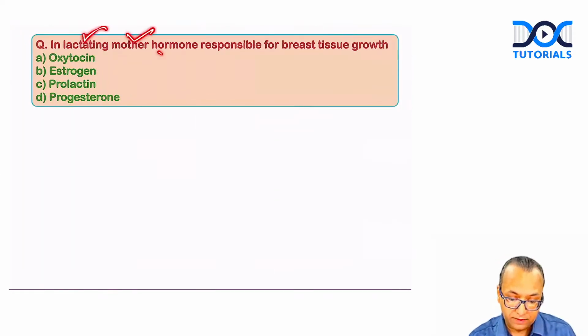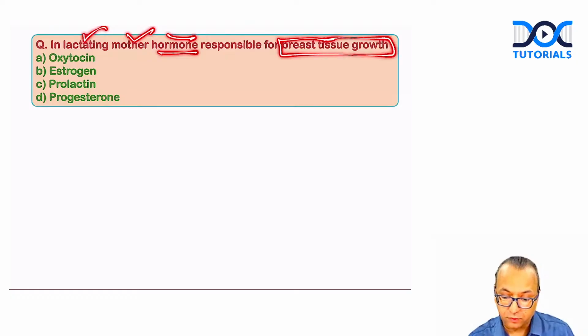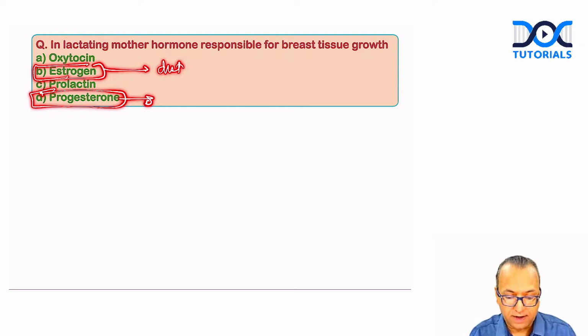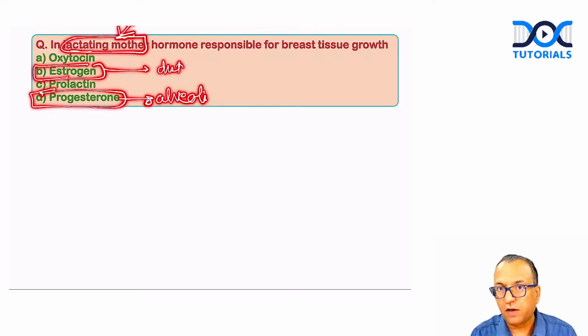Now, lactating mother, the hormone responsible for breast tissue growth. If it is during puberty or before baby is born, means during pregnancy, then we'll say that the breast growth is depending upon estrogen and progesterone, because progesterone will work on the alveoli level and estrogen will work at the duct level. But then it is written lactating mother, means the pregnancy is already over, baby is born. So they go down because placenta has been removed, the level of estrogen and progesterone will go down.